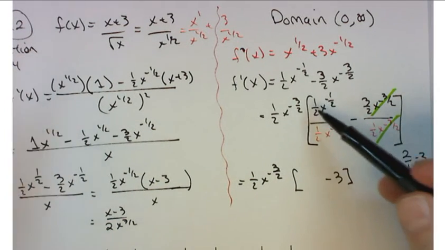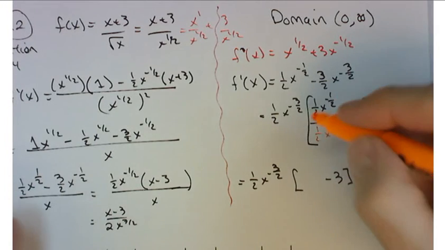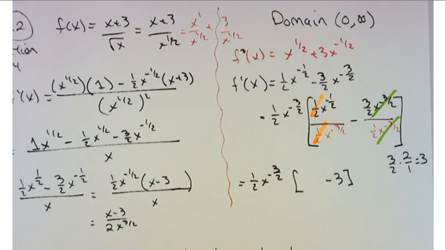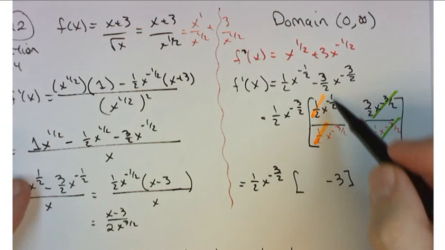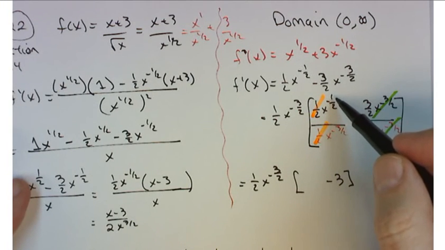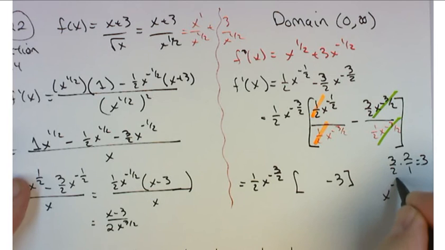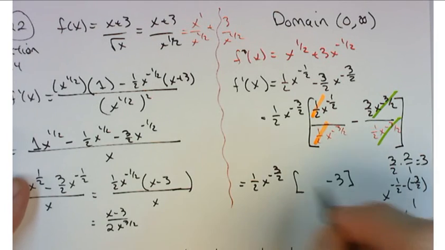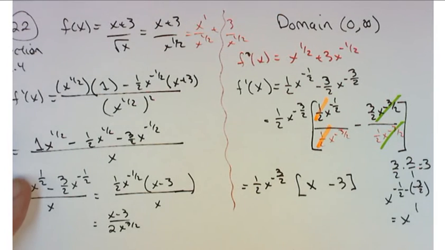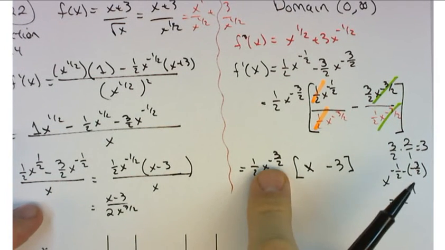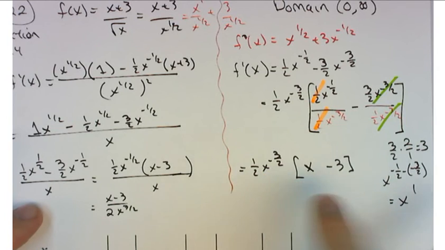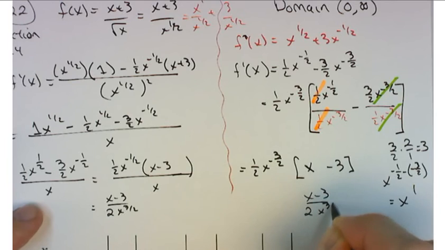Now, how about over here? Well, again, some nice cancellation. This time, the 1/2's cancel. But what's going to happen with the exponents? When you divide things with the same base, you subtract their exponents. So a double negative means it's a positive. I end up with x to the first power. Go double check me on that. Finally, the 2 is in the denominator. This can come to the denominator, and I get x minus 3 over 2x to the 3/2.